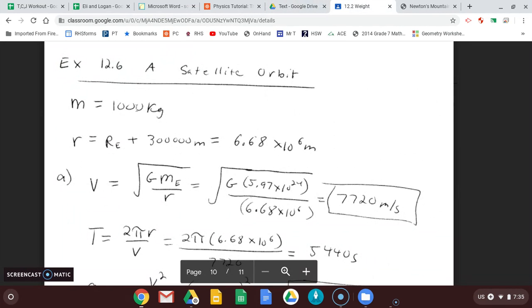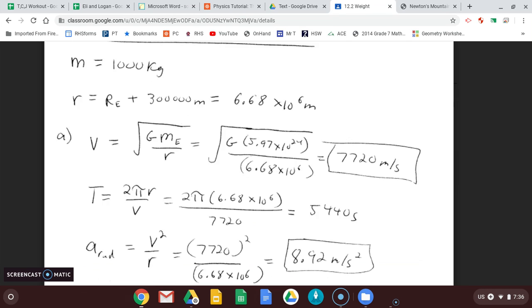What we know, the mass of it. Now remember, it said 300,000 meters above the surface of the Earth, right? So that's not the R value until we add it to the radius of the Earth. If you don't recall that value, you could look it up; there should be a table on the last pages of your textbook. Adding that with the actual radius of the Earth in meters, we get R of 6.68 times 10 to the 6 meters.